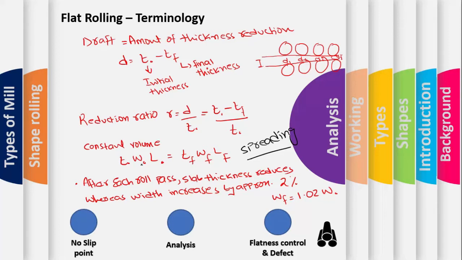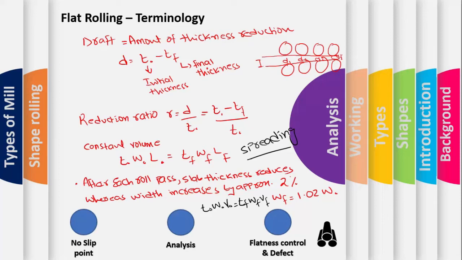So once we have the constant volume, the volumetric rate would be constant before passing the roll and after passing the roll. So we can simply divide it by the time. So we can write it as T naught W naught into V naught, initial velocity, equals TF WF into VF, right? Because we have divided by time to get the volumetric rate, and length by time becomes a velocity. So we have the initial velocity and the final velocity of the workpiece.